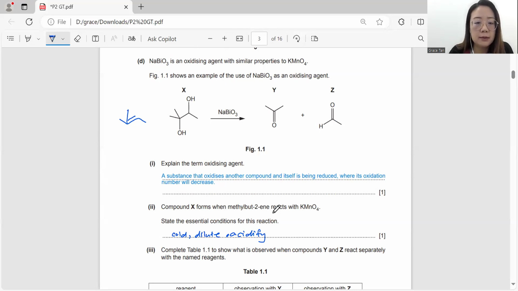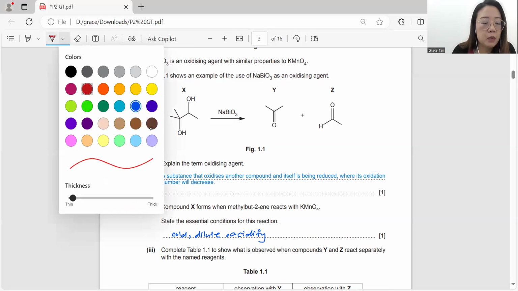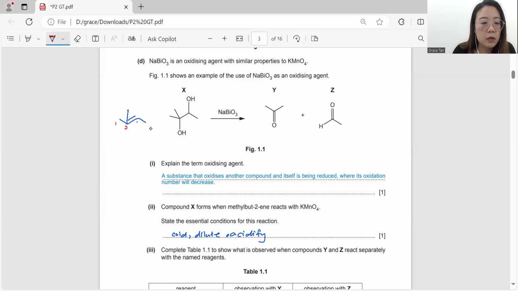So what I did was, compound X given over here, look at the cursor, and I draw a methylbutadiene. So butadiene, 1, 2, 3, 4. Okay, so over here, maybe I label 1, 2, 3, 4. Number 2 got methyl. Okay, so what you realize is you open up the double bond to form a diol. So a diol requires a cold dilute acidified KMnO4 because the question just says KMnO4. So you need to write acidified.